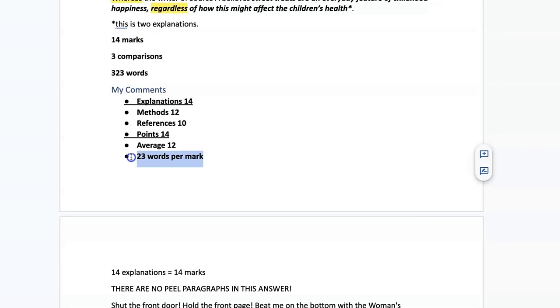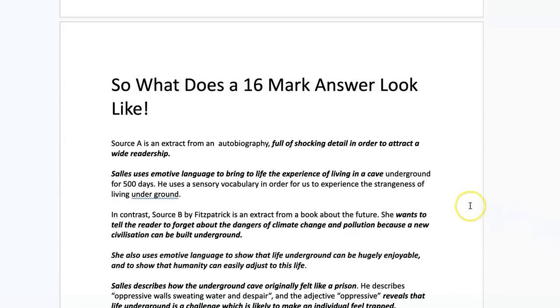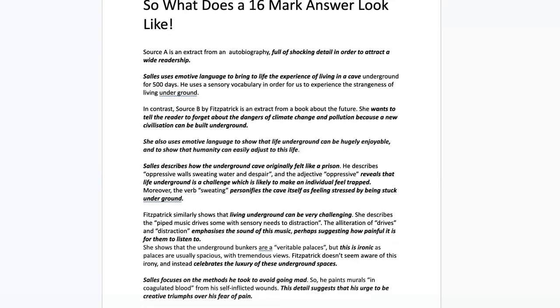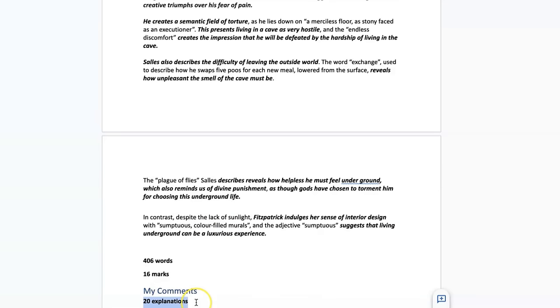This student managed to do it with 23 words per mark. They were obviously highly skilled. But the exam board only gave me one example of a student who had managed to get full marks. I'm going to show you that very briefly, but the important thing to remember is this student got 14 marks writing only 323 words. I say only because the only answer they've given us that got 16 marks is more than a page of A4 typed, and it took this student 406 words, which was 25 words per mark. And this student also needed to come up with 20 explanations in order to get the 16 marks.